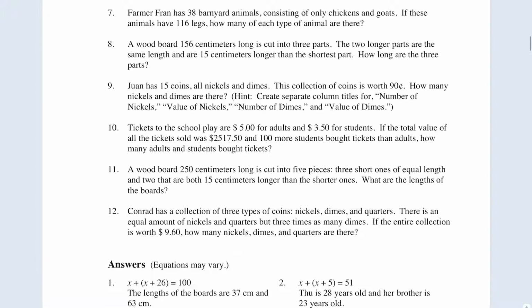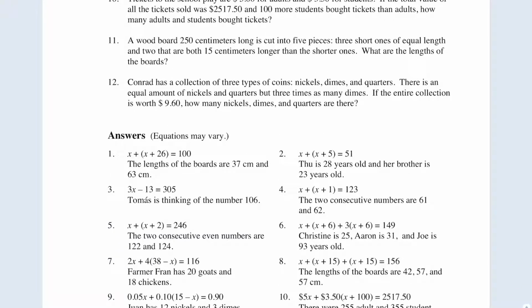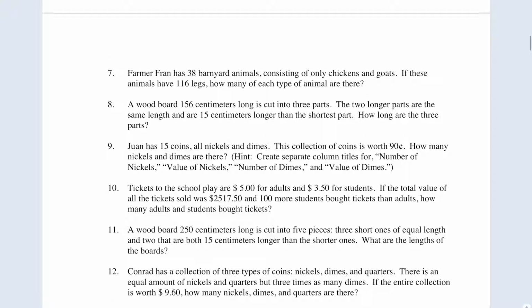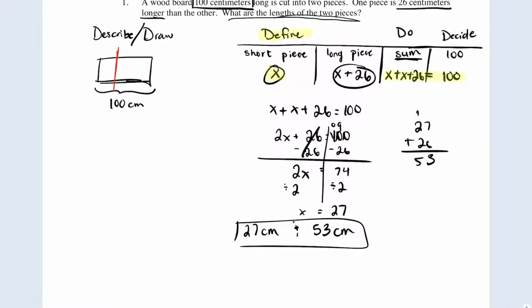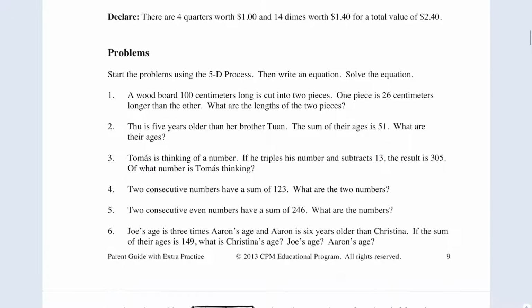Let's double check our work here. Take a look at the answers: 37 and 63. Uh-oh. What happened? I know what happened, guys. When I divided by 2, that should have been a 3, not a 2. There we go, that's much better. 37, and then when we add 26 to that, we get 63. Ooh, there we go. Okay, simple fixes, simple fixes. All right, let's keep going.